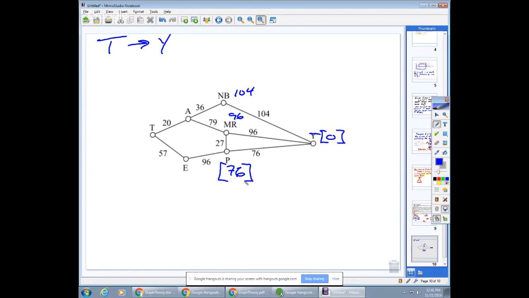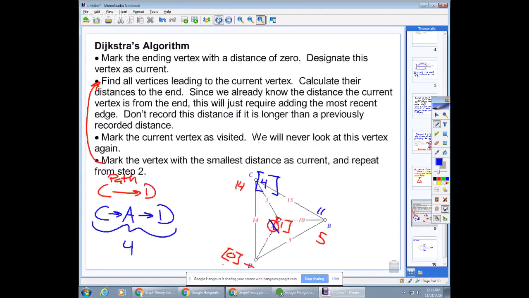Okay, so let's see, we've already accumulated 76, right? So to get from P to MR, what would I have? 76 and 27? So we like what, 103? Okay, so the rules are, and this is where it gets complicated when we have more things like that. Let's go back a page. So right here, since we already know the distance to the current vertex is from its end, this will just require adding the most recent edge. Okay, so we added that on. Don't record this distance if it is longer than a previous recorded distance. So it's not. Okay, so let's see.